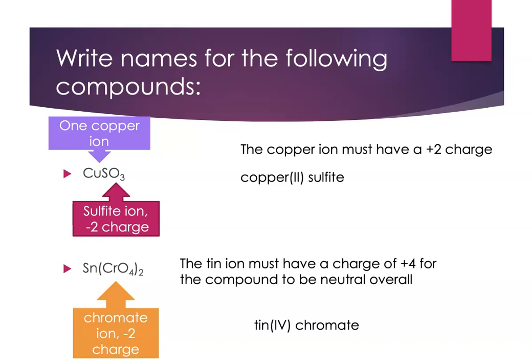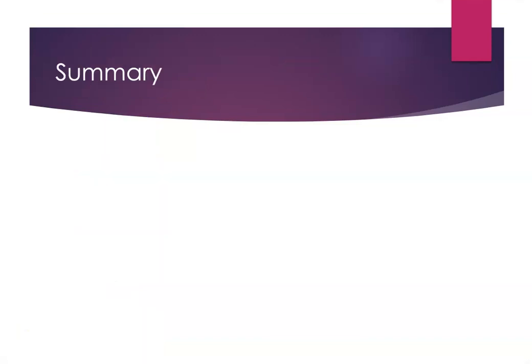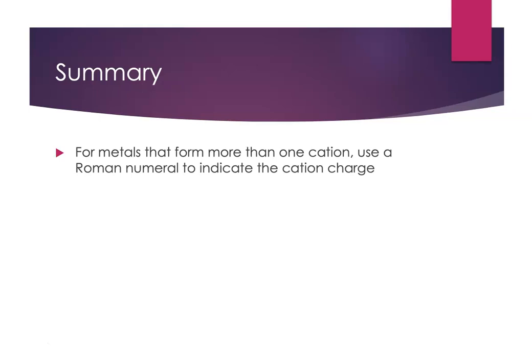So you really have to be on your toes when you're working through this, and you have to know your polyatomic ions or keep that list handy as you're working. So let's summarize what we've talked about in this webcast. For metals that form more than one cation, you need a Roman numeral to indicate the cation charge. If you're supposed to have a Roman numeral in that name and it's not there, that's wrong. Most chemistry teachers, me particularly, are very, very particular about this.